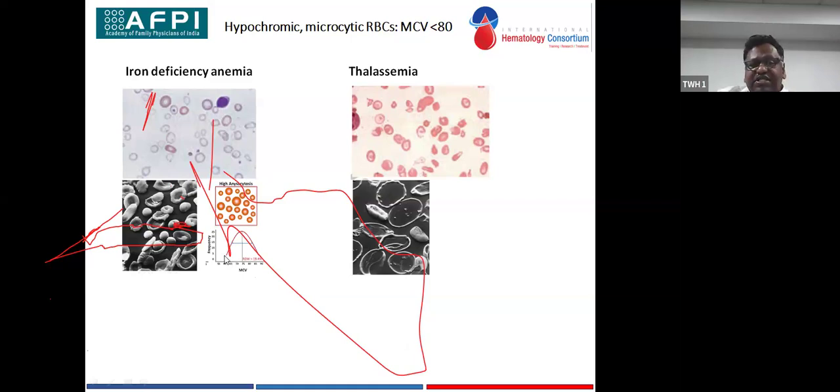So if you can see this curve, what the machine will do is measure the size of the RBCs. You see the MCV, the mean corpuscular volume, and it will plot it. Now you look at this curve, it looks wide.